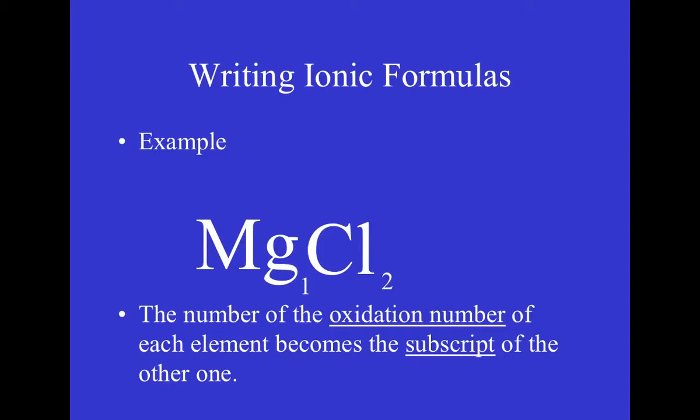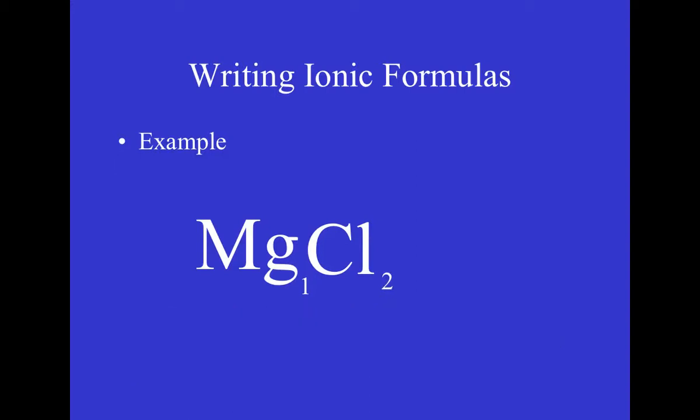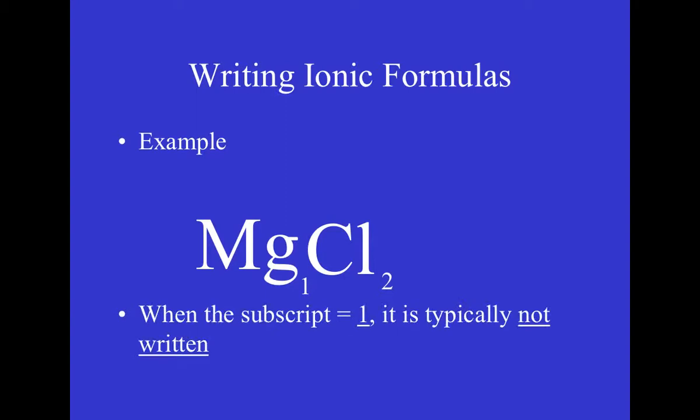Now one other thing, and you know this already from other things you've seen: when the subscript is 1, it is typically not written, so we can actually take that 1 out of there. And the reason is, by just listing it, we know we only have one. It's not a zero. For instance, in this particular compound, I don't have any oxygen. I don't see an oxygen symbol written, so we know that one is a zero.